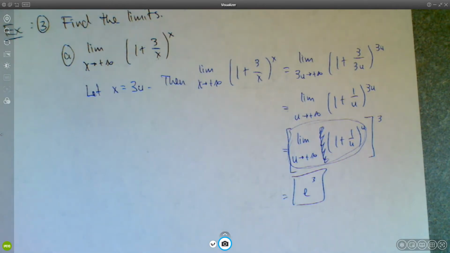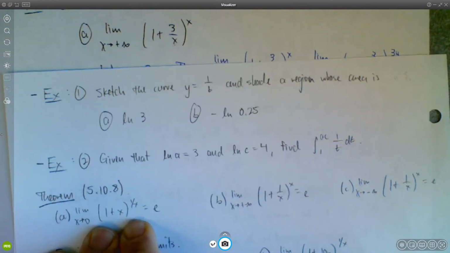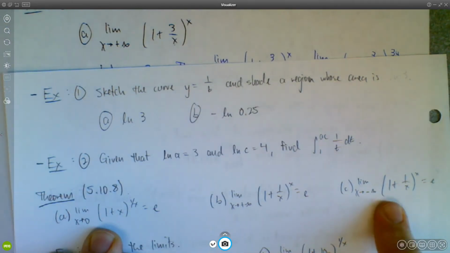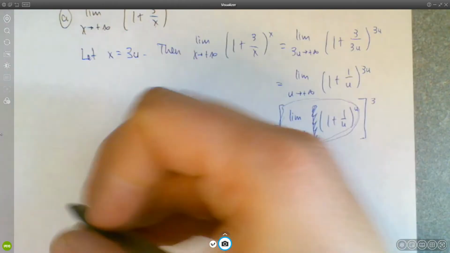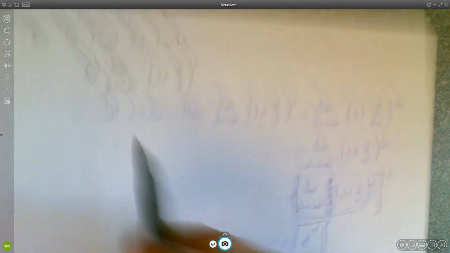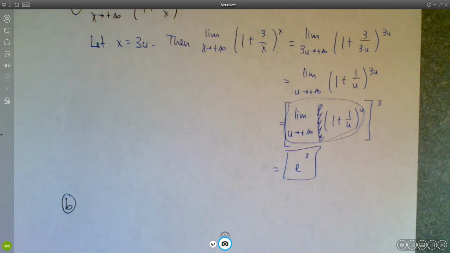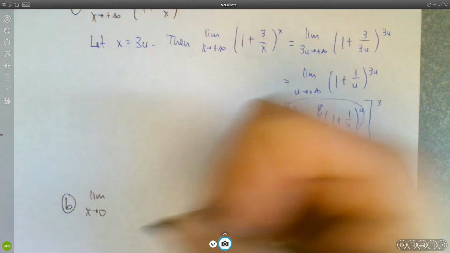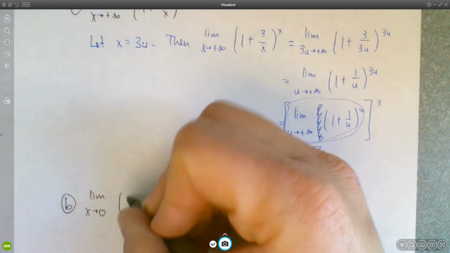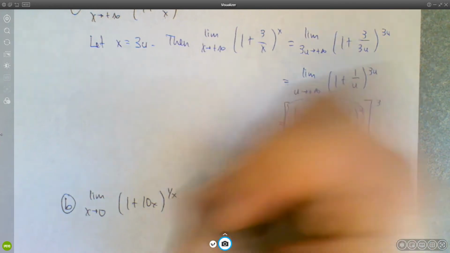Okay, so that's the trick on these, is that you want to try to manipulate whatever you're given so that it looks like this, or like this, or like this. So let me give you another example. And you don't always have to do a little u substitution thing. So let's do the limit as x goes to 0 of (1 plus 10x) to the 1 over x.